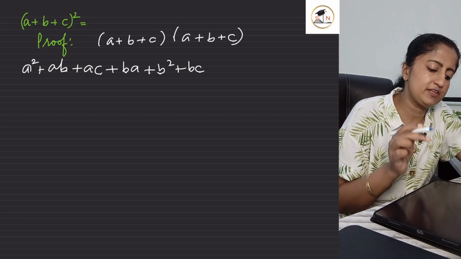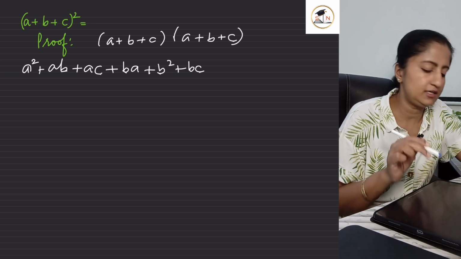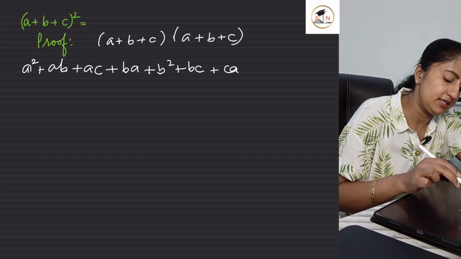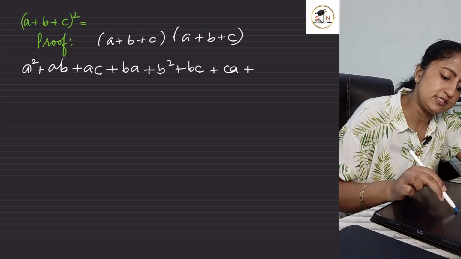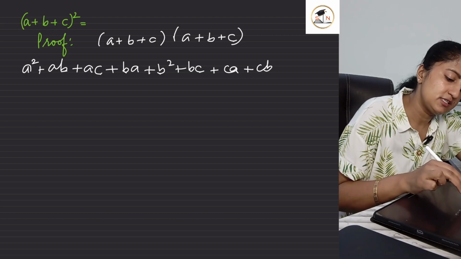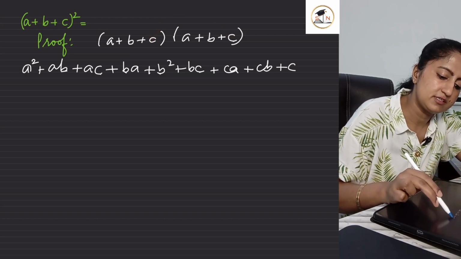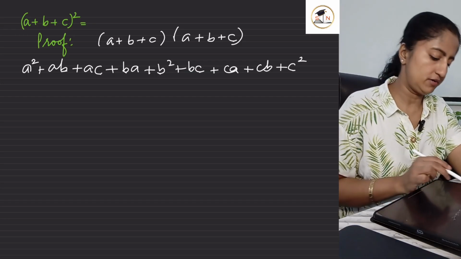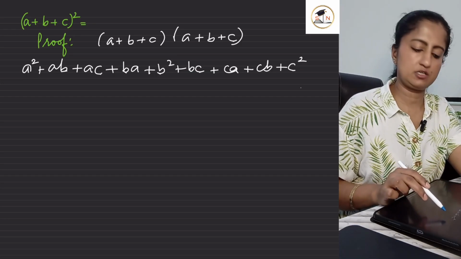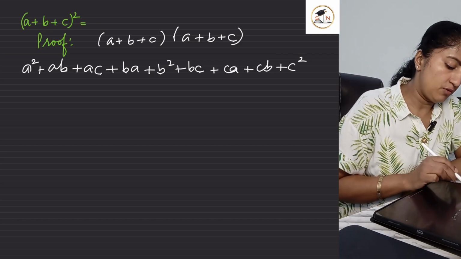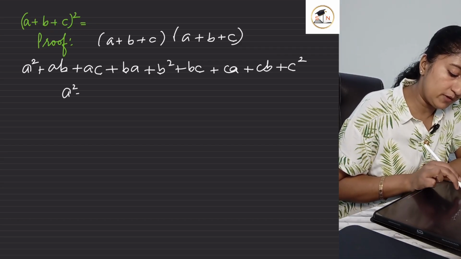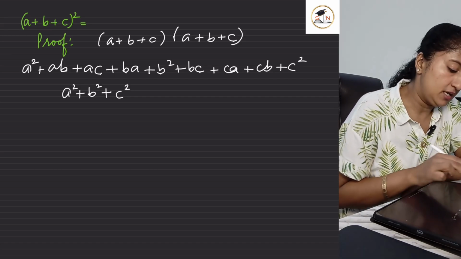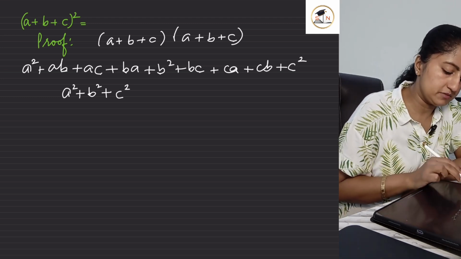Now, we are just left with one term, the last term from your first bracket. So, C into A gives us CA. Then, C into B gives us CB. And the last, C into C gives us C square, right? So, we had three terms here, three terms there, right? So, we have got the whole expression written over there, right? Now, we first write all the square terms, that is a square plus b square plus c square, right?